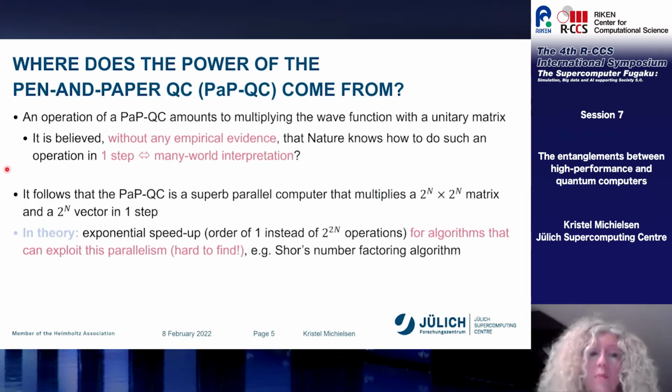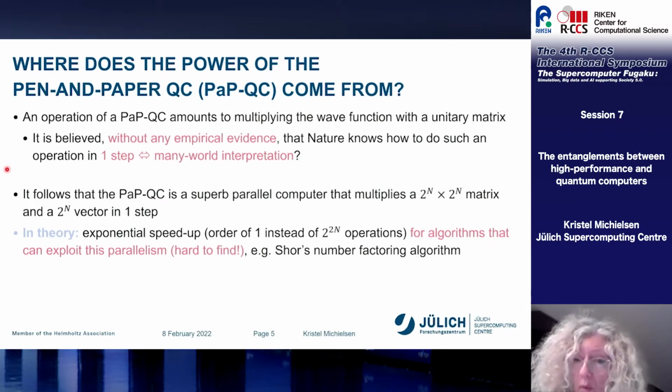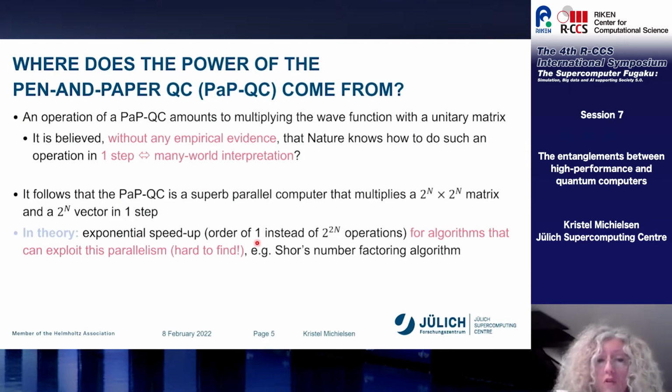So this would mean that in theory, we see an exponential speedup because we perform, instead of 2 to the power 2n operations, just one operation. And we see this speedup for all algorithms that can exploit this type of parallelism. And unfortunately, it is hard to find such algorithms. The most well-known is Shor's number factoring algorithm.